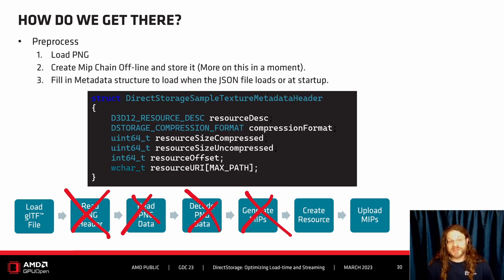So in order to pre-process the data, we want to first load the PNGs and create the MIP chains offline and store them. A lot of engines refer to this as baking or cooking. We will fill in the metadata structure to load when the JSON file loads at startup. So this is an example of a data structure that we created for our sample, and it contains all the data necessary to load a resource for when a particular URI for like a PNG or a JPEG is referred to. And this enables us to get rid of many steps in the loading process.